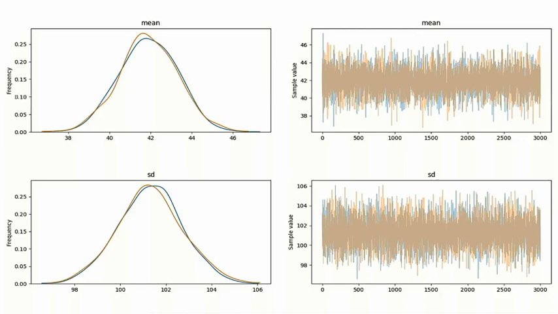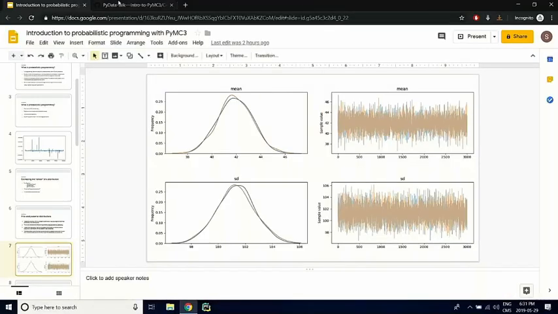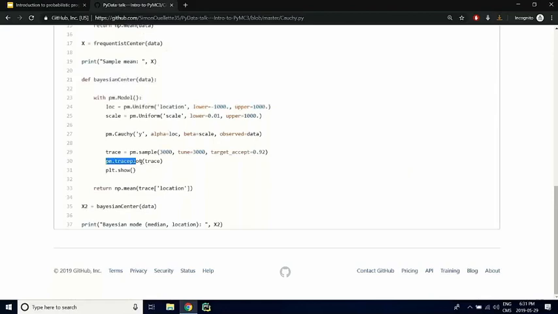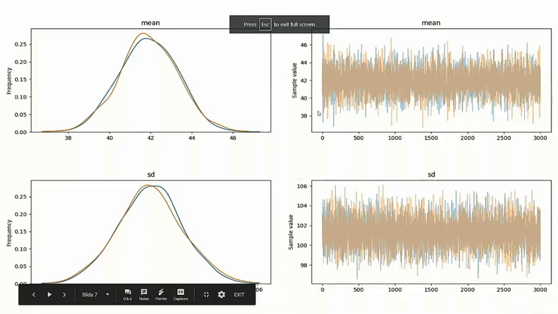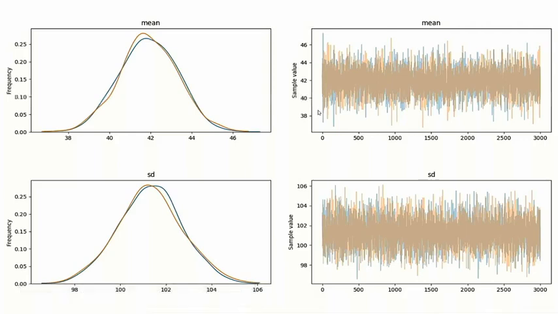So this graph is what is displayed when you do pm.traceplot and you pass to it the trace. It shows the posteriors for all of your parameters that you wanted to estimate. You see that the mode of the distribution is around 42, and the scaling parameter is around 101 or 102, let's say. To the right are all the sample values that were drawn from this posterior distribution.